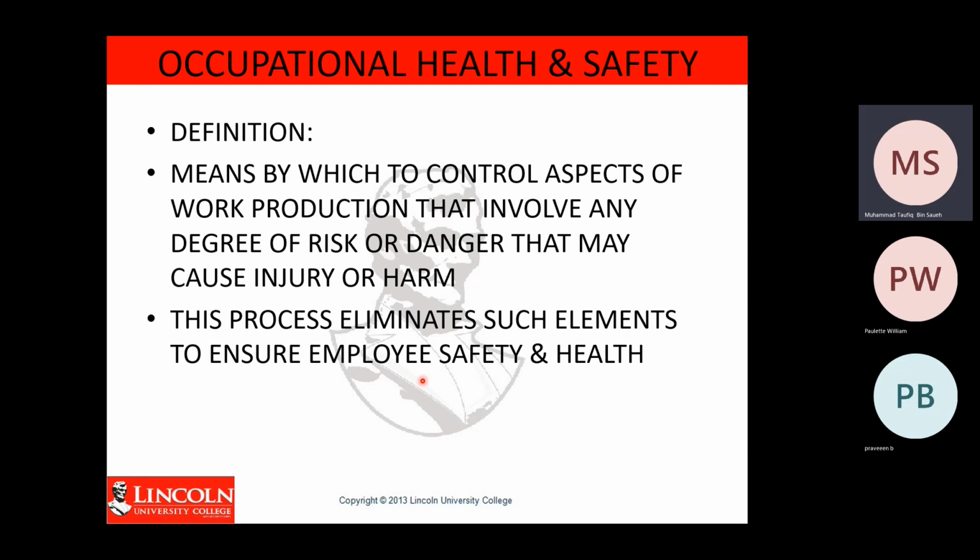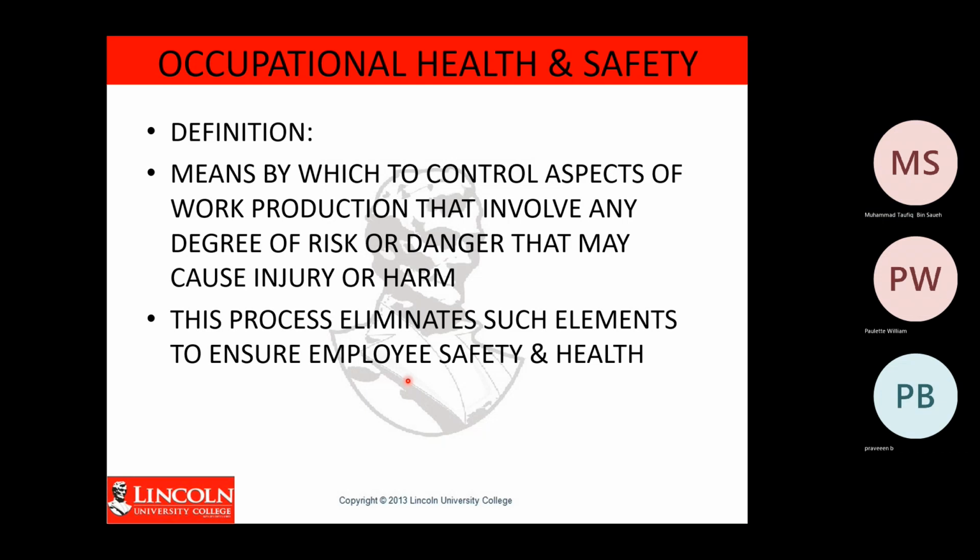Okay, and then we have the term we call occupational health and safety. So what is occupational health and safety? Occupational health and safety is the control aspect of work production that involves any degree of risk or danger that may cause injury or harm.